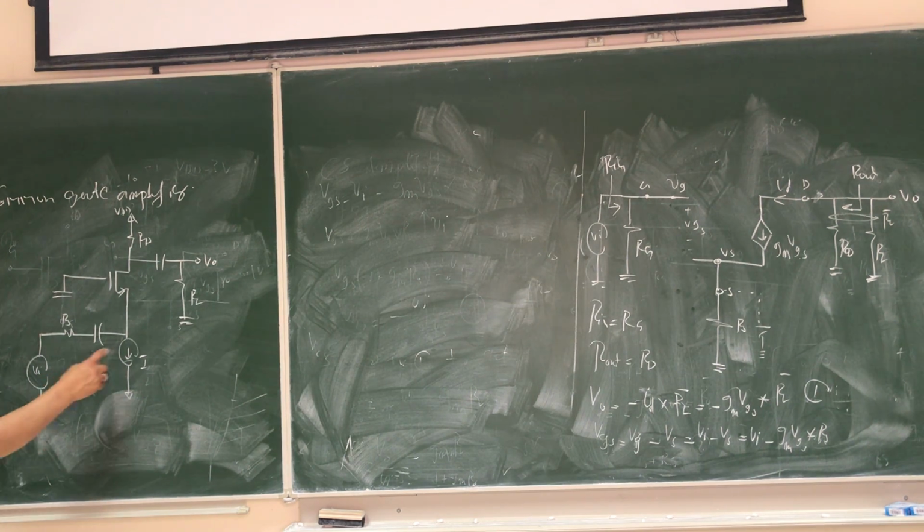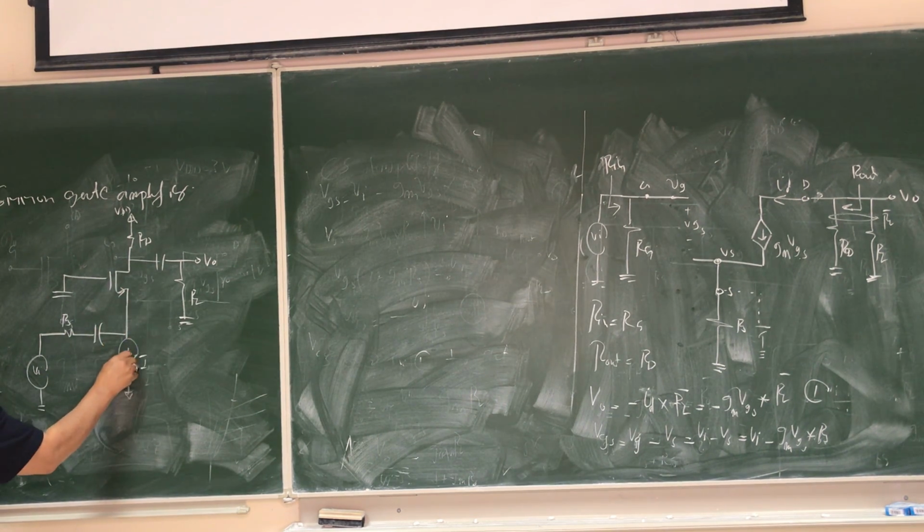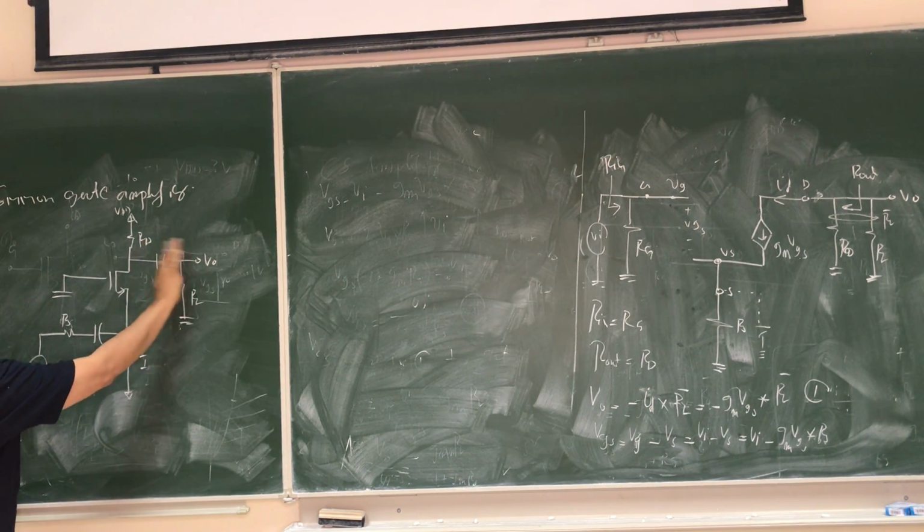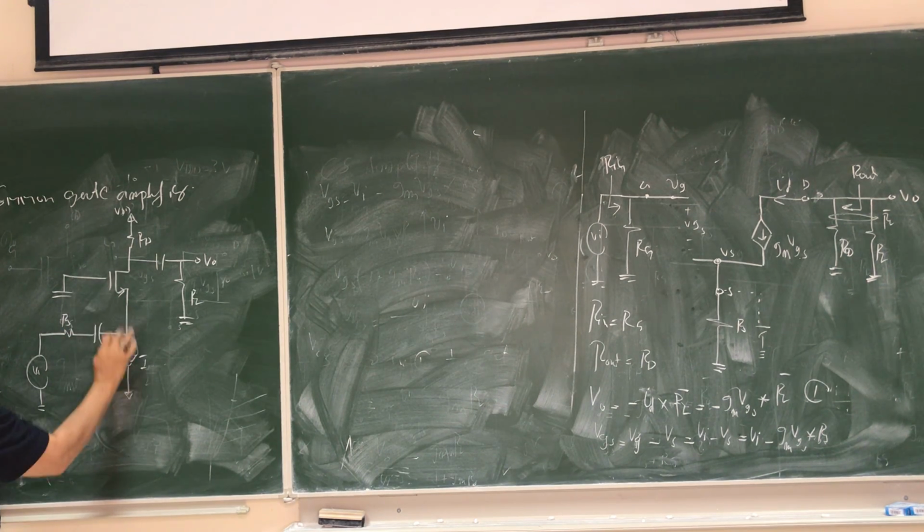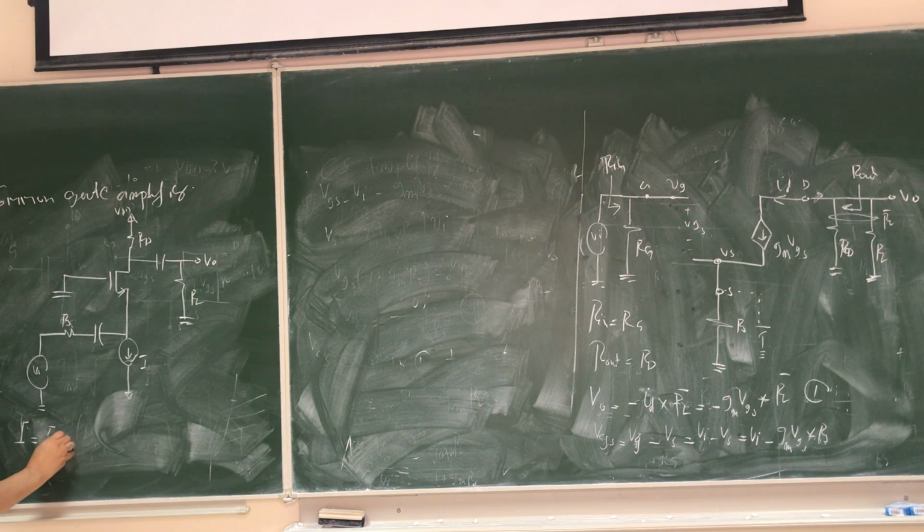So if we know the parameters, we know K dash W over L, then the bias current here I, so the DC circuit will be like this. This is open circuit, so we have the current I equal to IS, equal to ID. So if we know ID, then we can say Gm equal to square root of 2K dash W over L times ID. We know this parameter, we can find it here.